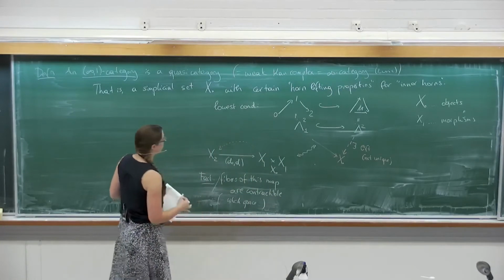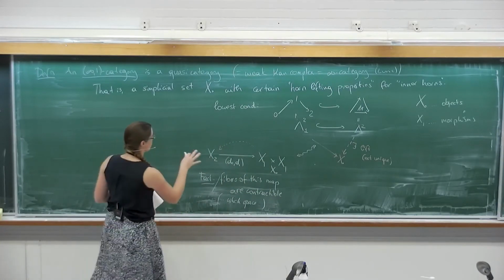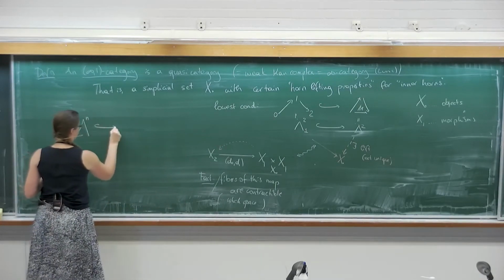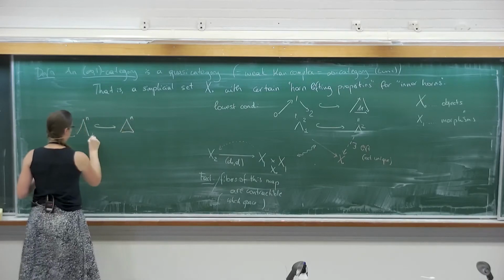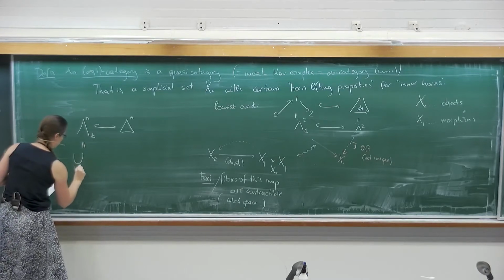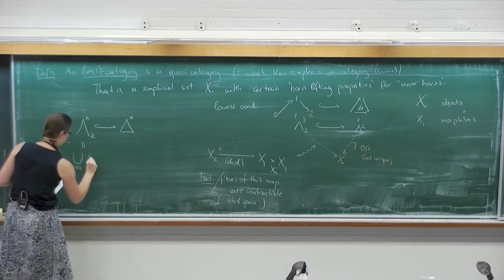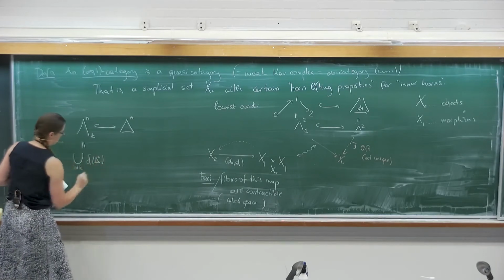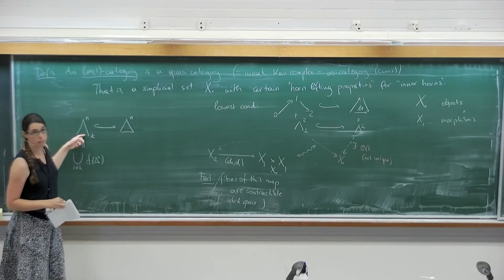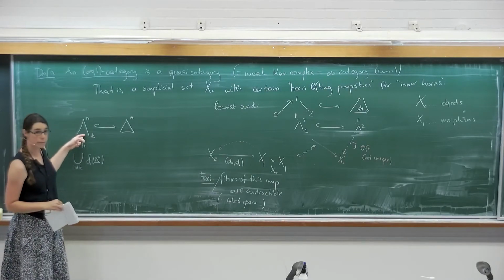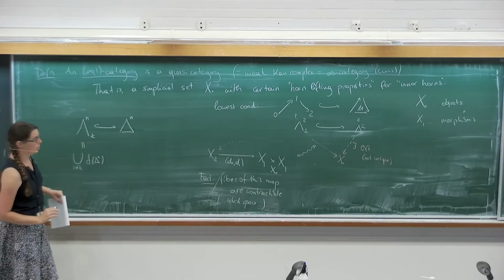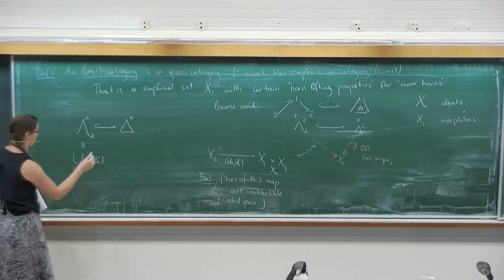So yeah, this is right. What are the more general conditions? Well, now we also have horns in delta n. So what's this? This is the union of i not equal to k of the faces. So this is the boundary of delta n, but without the kth face. And now we have horn lifting conditions for those, for k not equal to 0 or n.